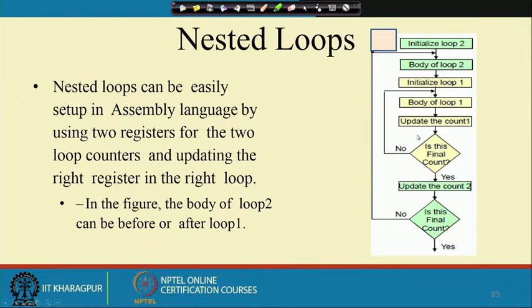Nested loops can be easily set up in assembly language by using two registers for the two loop counters and updating the right register in the right loop. The body of loop 2 can be before or after loop 1, so that does not matter. What I mean is this part, the body of loop 2, can be put before loop 1 or after it. It does not matter.